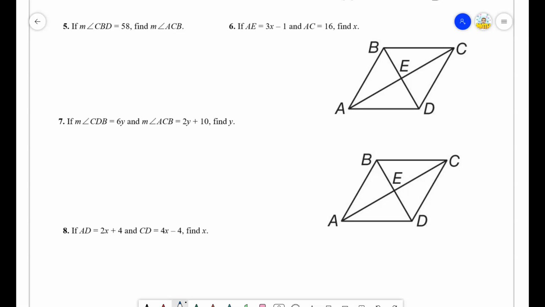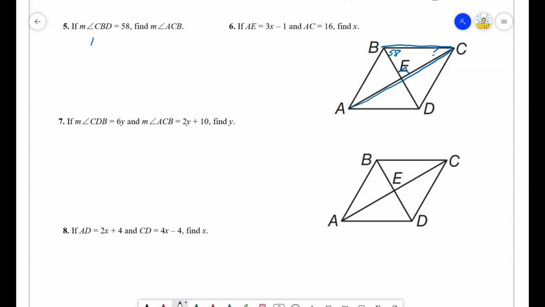Now they tell us that the angle from C to B to D, so if we go from C to B to D, we're talking about this angle in here, they tell us that that angle is 58 degrees. And we also have a right angle living in the middle here. This is a right angle, it's 90 degrees. They want the measure of angle A to C to B. If I go from A to C to B, we're talking about this angle right here.